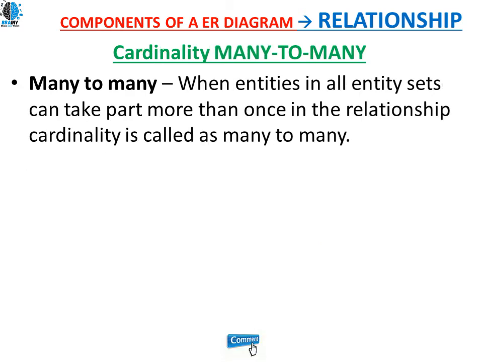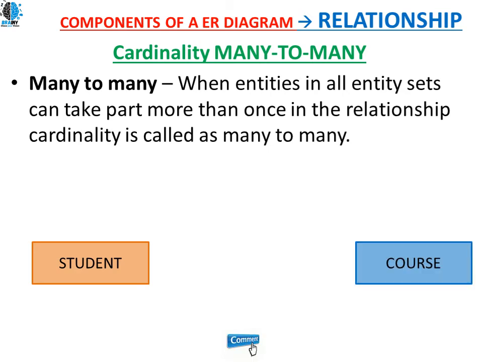Next we have many-to-many cardinality, wherein for whatever number of entities we have, all the entities will be having an association in the relationship multiple times. I will be explaining this with an example. I have a student entity and a course entity. For example, I am having my own private institute wherein I will be having different courses.